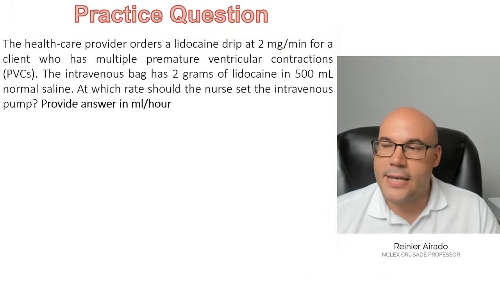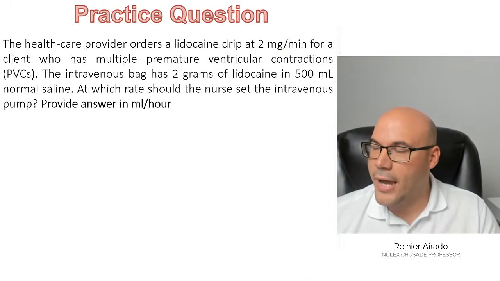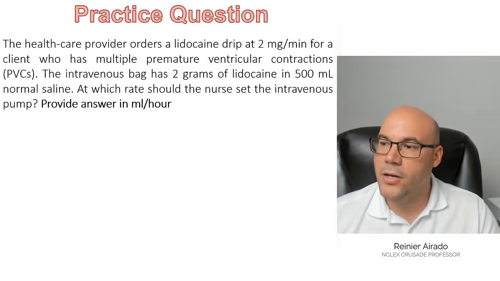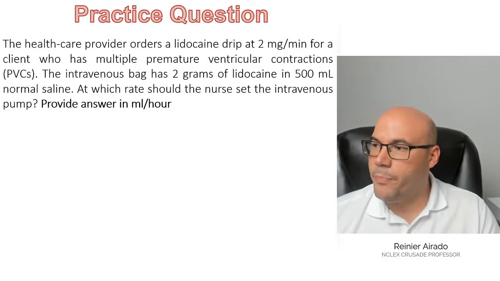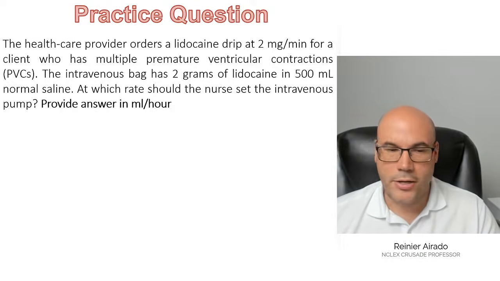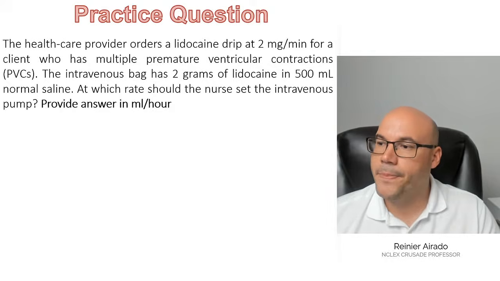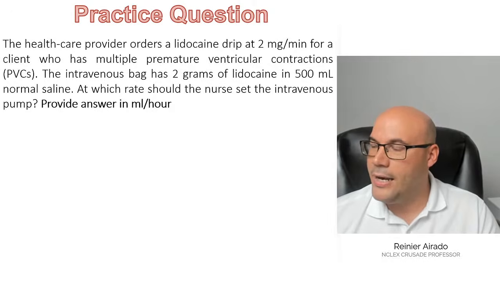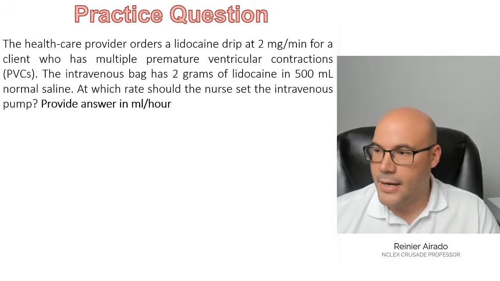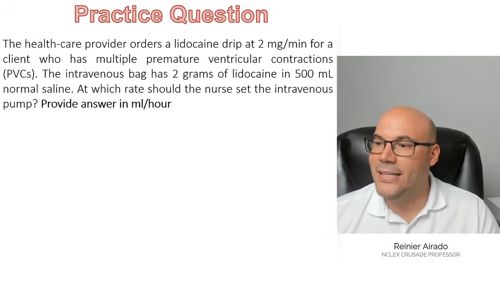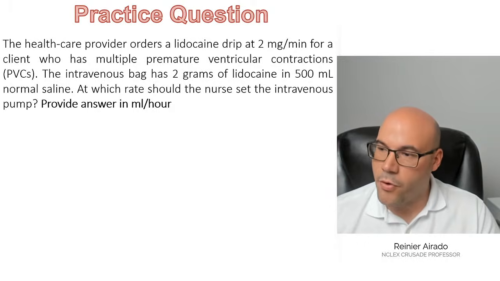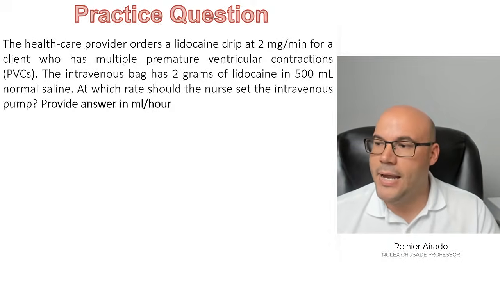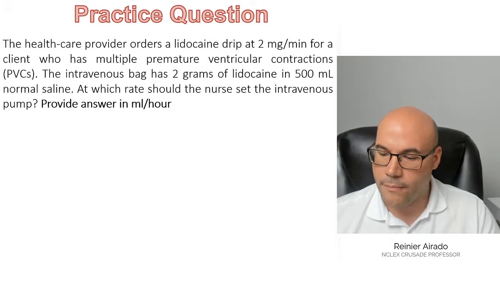The next question states, the healthcare provider orders lidocaine drip at 2 milligrams per minute for a client who has multiple premature ventricular contractions, or PVCs. The intravenous bag has 2 grams of lidocaine in 500 ml of normal saline. At which rate should the nurse set the intravenous pump? And it states, provide your answer in milliliters per hour.